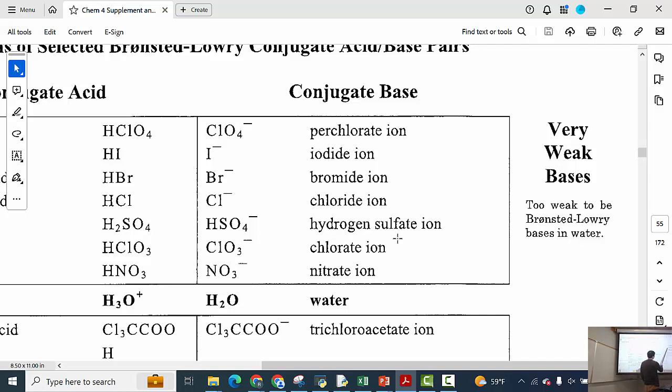So these are very weak bases, too weak to be Bronsted-Lowry bases in water. Now, bases can hydrolyze water.